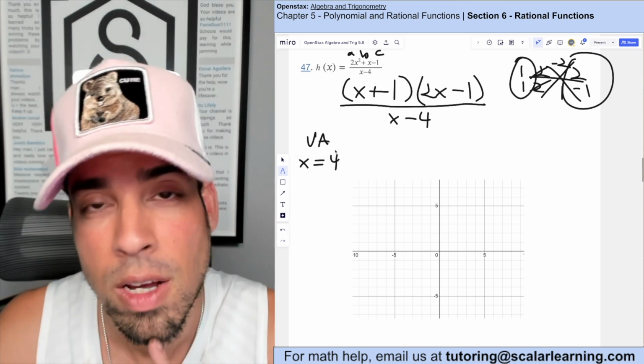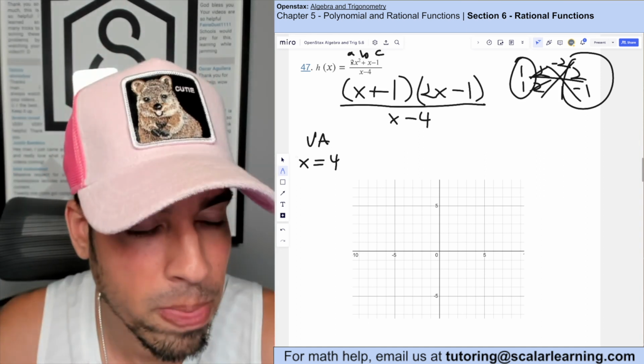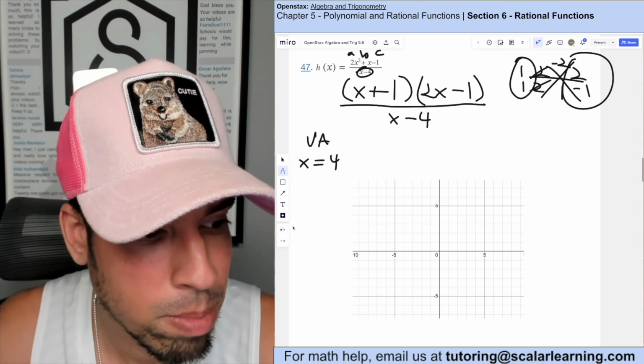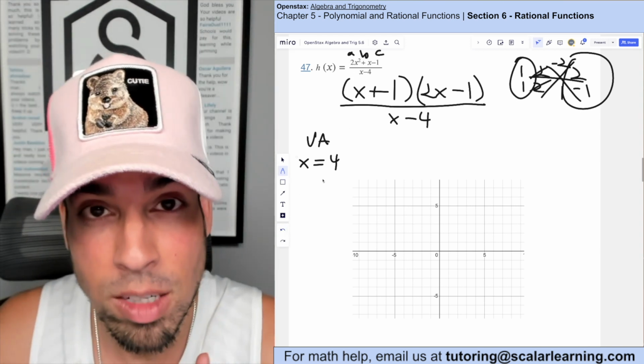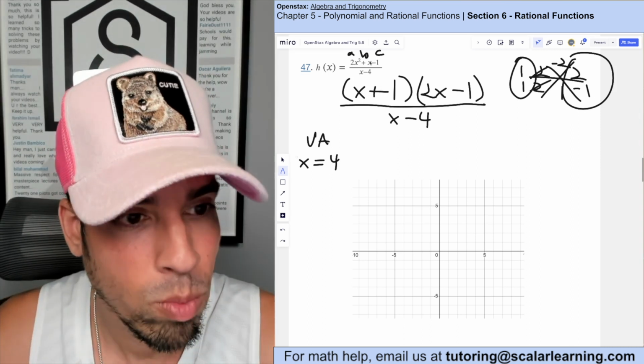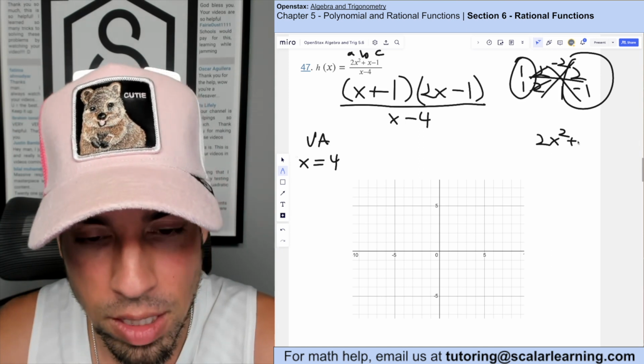Now the question is, what's the horizontal asymptote? Or really, is there a horizontal asymptote? Now, when the degree on top is greater than the degree on the bottom, this means that there's actually not going to be a horizontal asymptote, but a slant or oblique asymptote. And the way we find that is by doing good old-fashioned polynomial long division, dividing top by bottom.